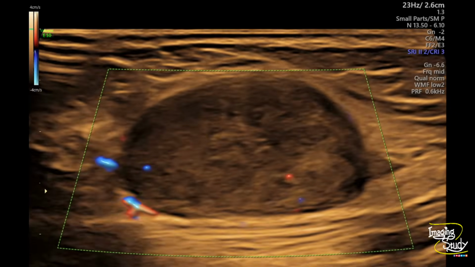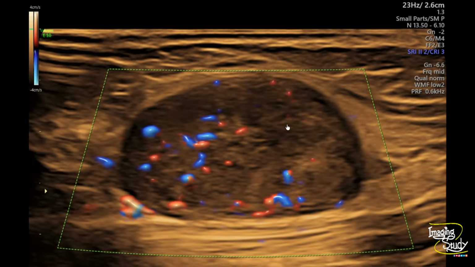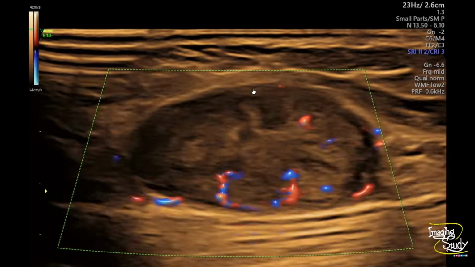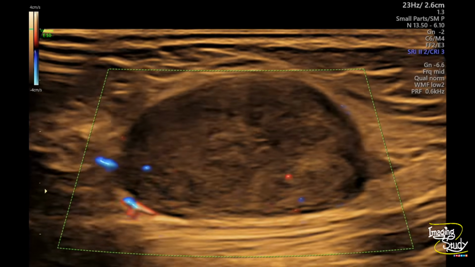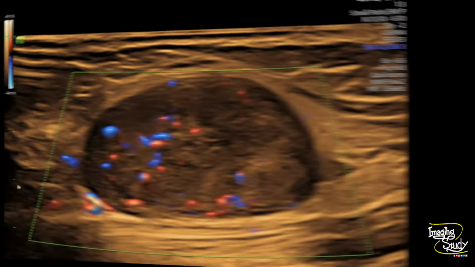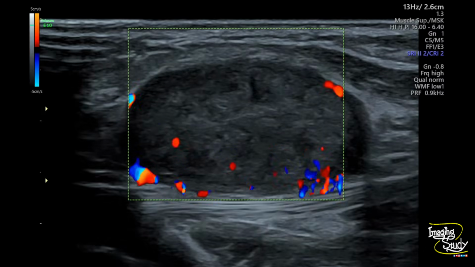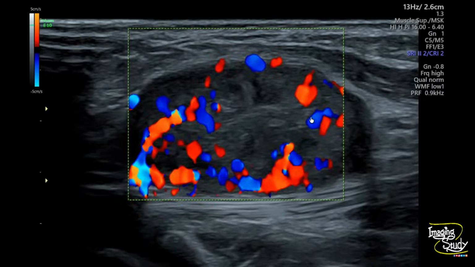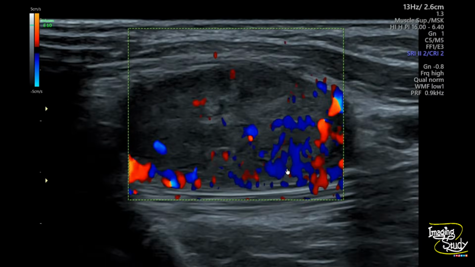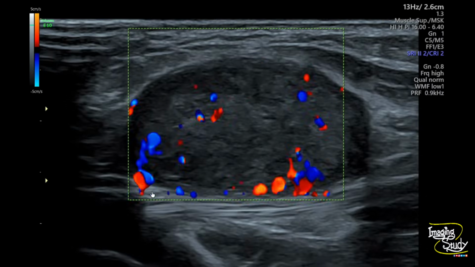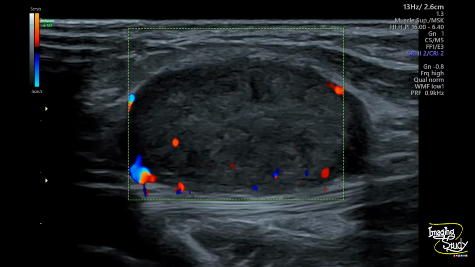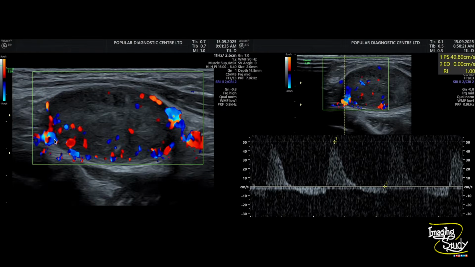Here's the power Doppler image. You can see a good amount of vascularity, predominantly at the peripheral part, but also present at the central region. Here's the color Doppler, and with a low PRF setting, you can see a good amount of predominantly peripheral vascularity. So we took some sample here and you can see bidirectional flow over that part.